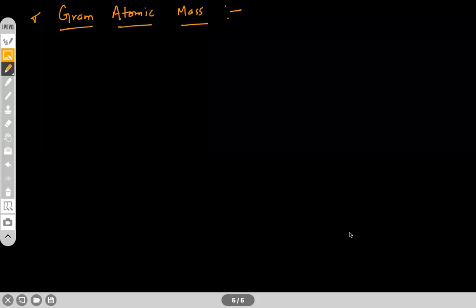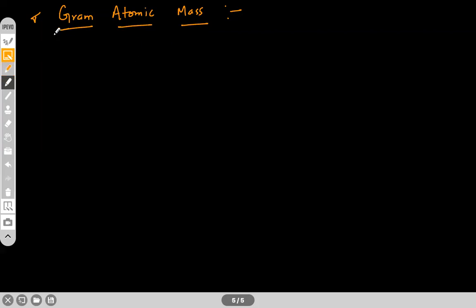Gram atomic mass is defined as, and most of you have written the definition, that is correct, the mass of 1 mole of an atom. So write down: gram atomic mass is the mass of 1 mole of an atom. This is the definition of gram atomic mass.